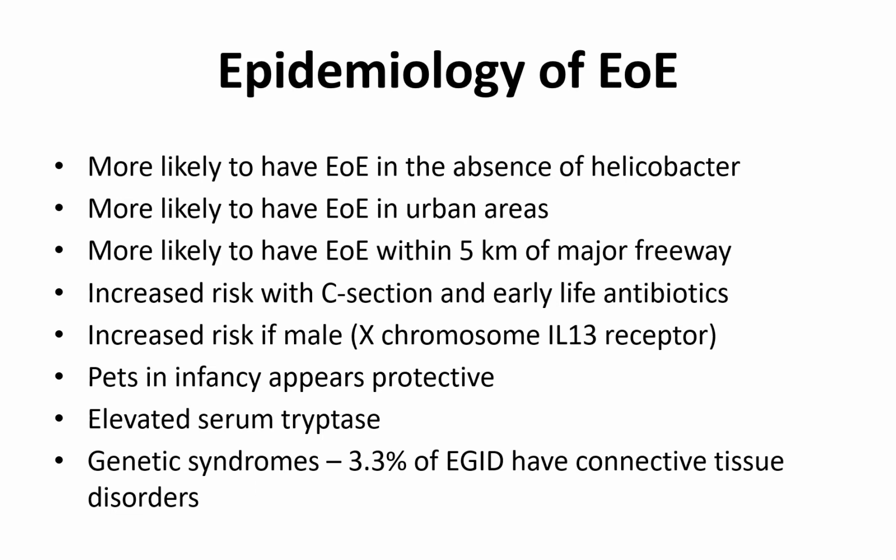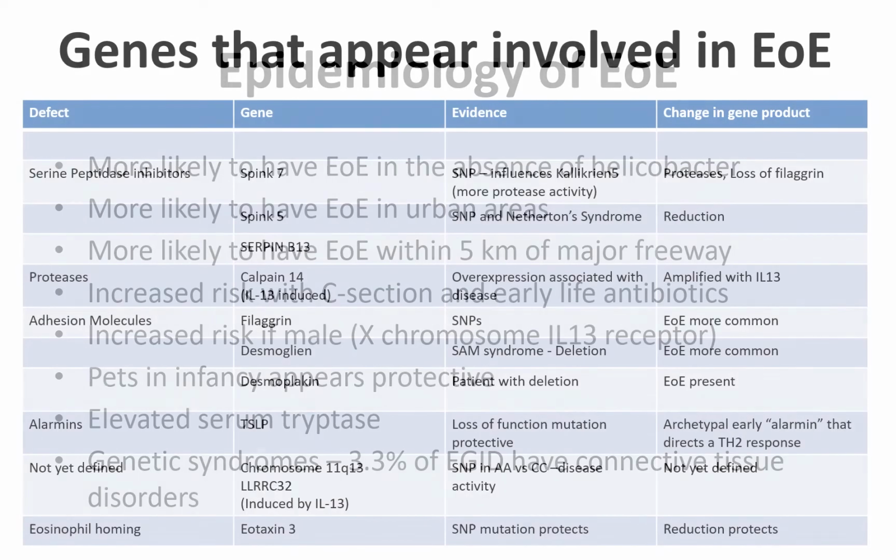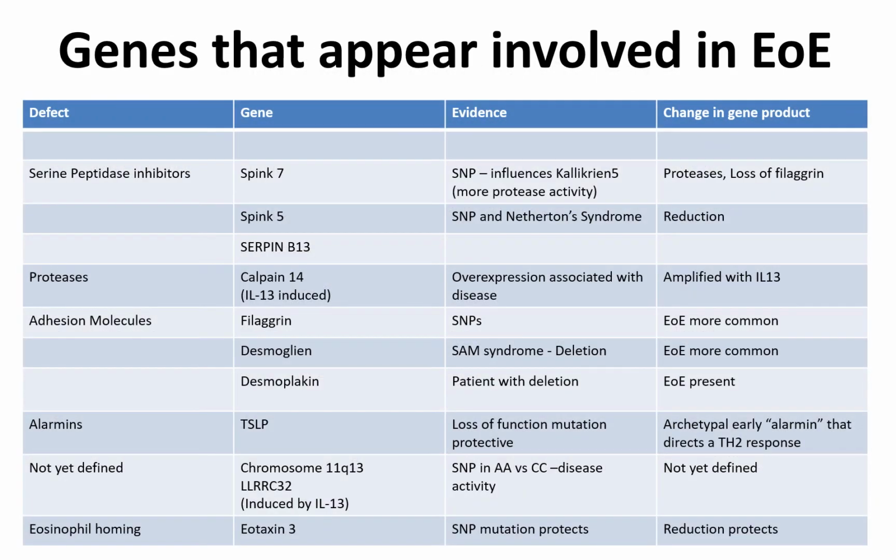Tryptase is a mast cell compound, so if you've got more tryptase, you're more likely to get EoE. And 1 in 30 patients with EoE, or 33 patients, have connective tissue disease. So that seems to be important. That appear to be involved in EoE. I don't expect you to remember all of these, but it's coming together in a bit of a nice story.